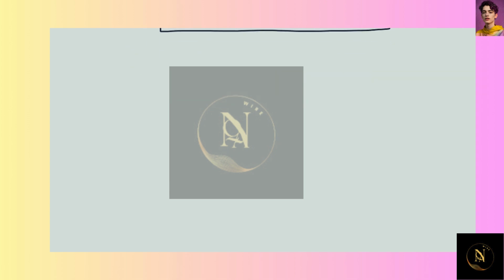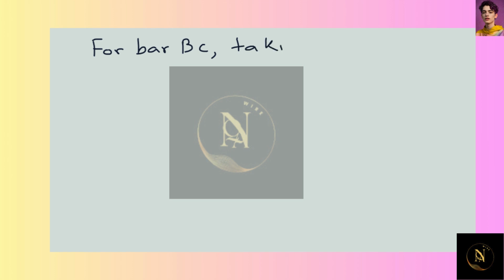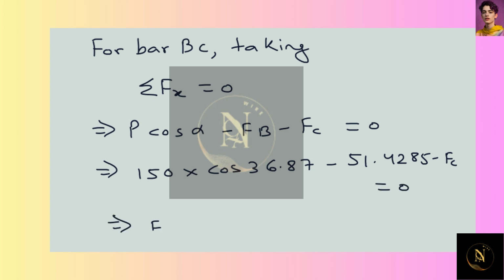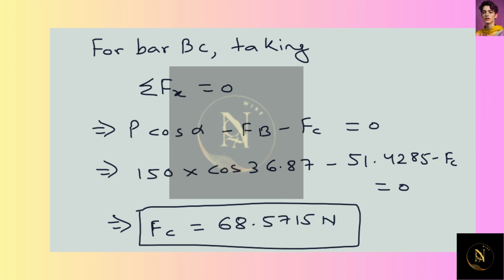Now solving further, for bar BC, taking summation of Fx is equal to 0. So P cos alpha minus FB minus FC is equal to 0, or 150 into cos 36.87 minus 51.4285 minus FC is equal to 0. Solving, FC is equal to 68.5715 Newton.